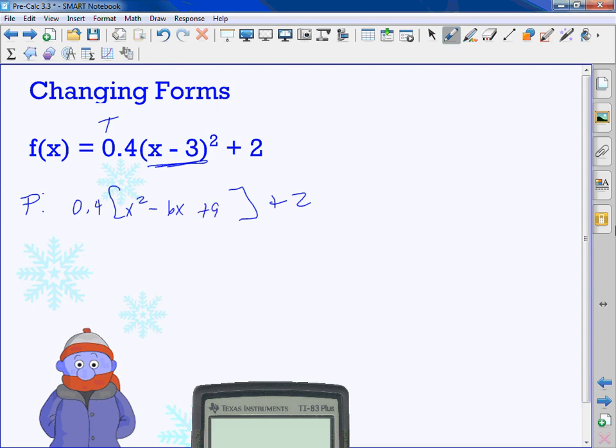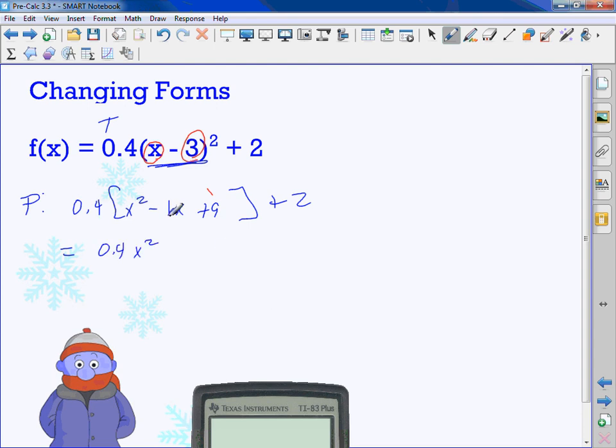If you forgot how to do this, the first term squared, the last term is the last term squared, and the middle term is the double of the first term times the second term. And I just have plus 2. My next step: just multiply the 0.4. So I have 0.4 x squared.